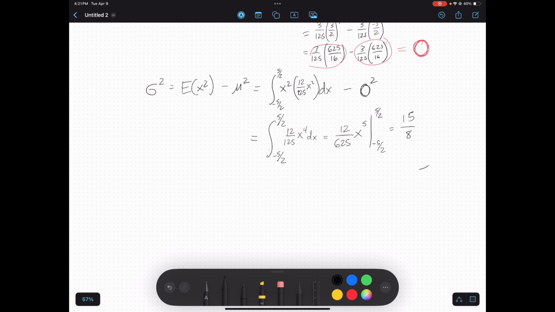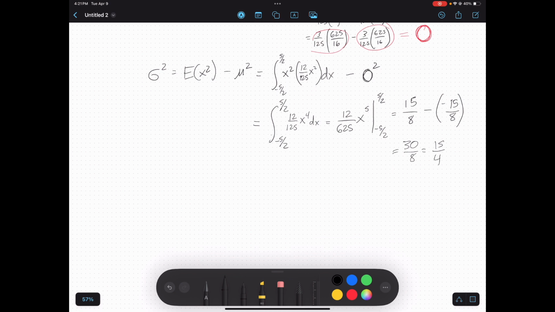Minus, and if I plug in negative 5 over 2, I get the exact same thing, but because it's an odd exponent, the negative stays. So I get negative 15 over 8. Well, since I'm subtracting a negative, I end up adding these two values, and I'm left with 30 over 8, or 15 over 4. So that is my variance.